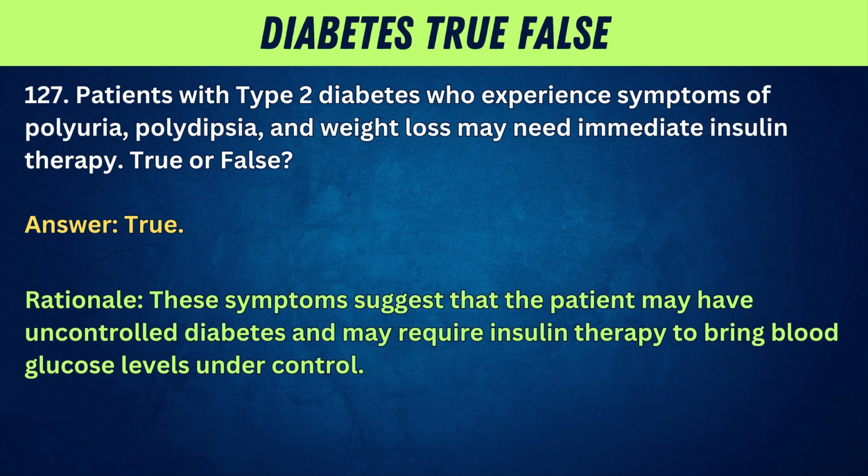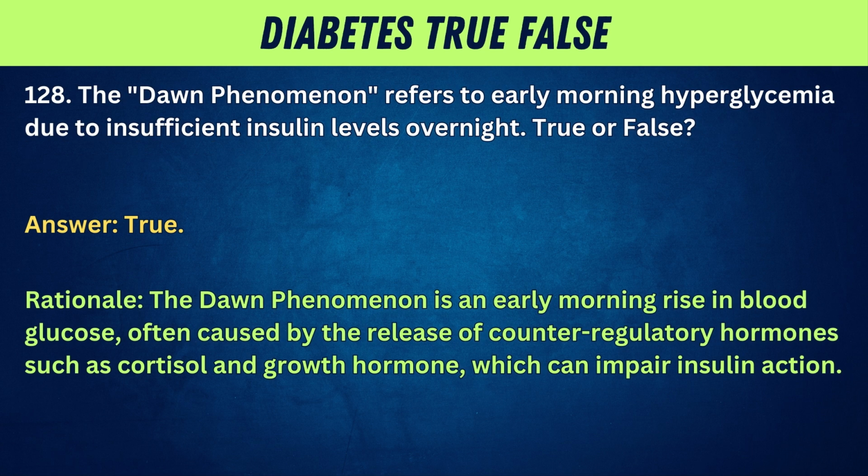Rationale: these symptoms suggest that the patient may have uncontrolled diabetes and may require insulin therapy to bring blood glucose levels under control. 128. The dawn phenomenon refers to early morning hyperglycemia due to insufficient insulin levels overnight.